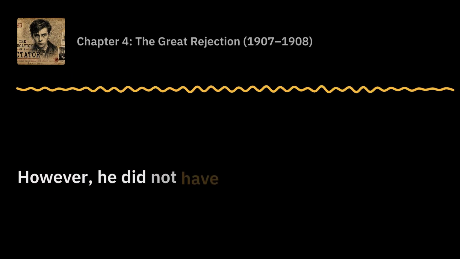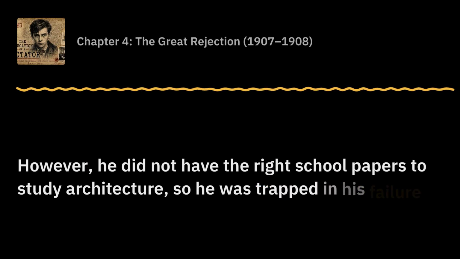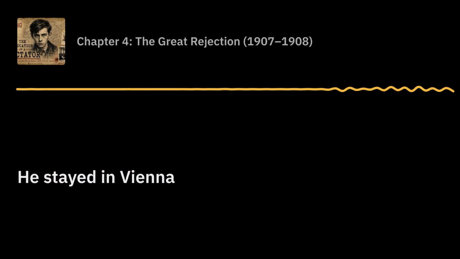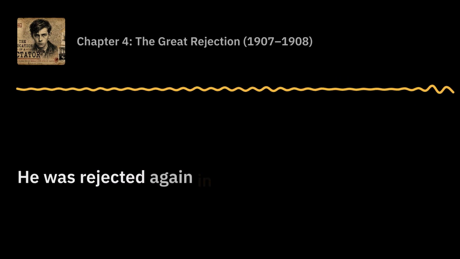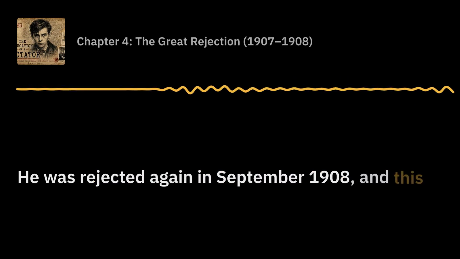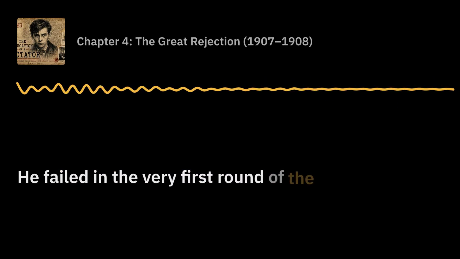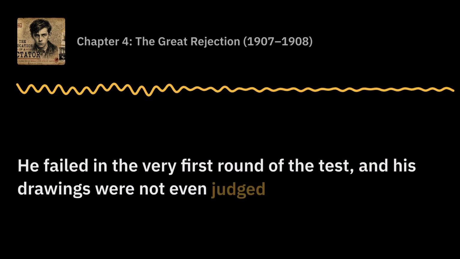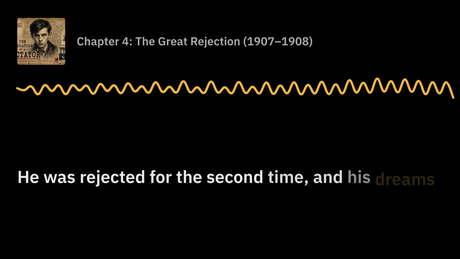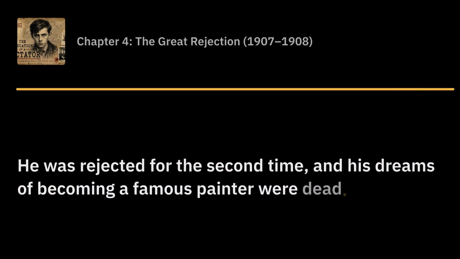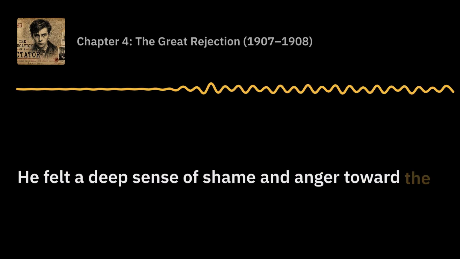However, he did not have the right school papers to study architecture, so he was trapped in his failure. He stayed in Vienna and tried to practice his drawing for another year. He was rejected again in September 1908, and this time it was even worse. He failed in the very first round of the test, and his drawings were not even judged for the second part. He was rejected for the second time, and his dreams of becoming a famous painter were dead. He felt a deep sense of shame and anger toward the professors.